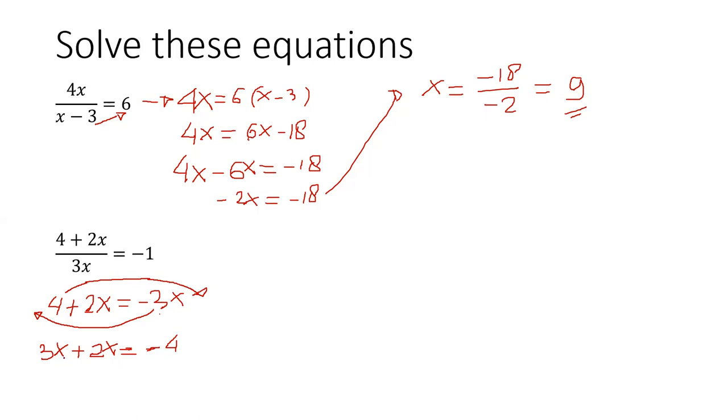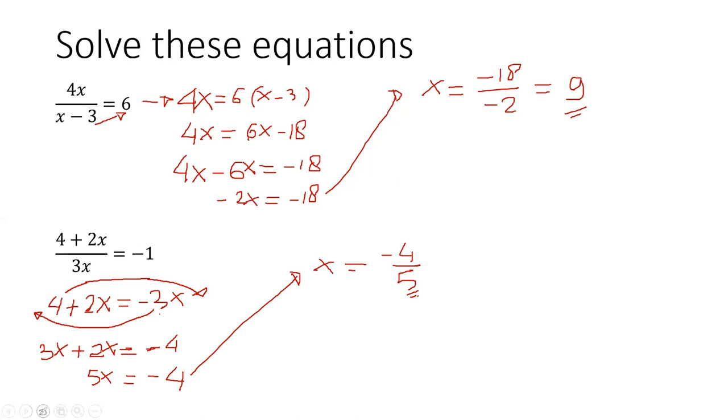All right. Now 3x plus 2x equal 5x. 5x equal negative 4. Very interesting. Next, how to find x? I'm gonna use this space. x equal negative 4 over 5. This is the solution of this equation.